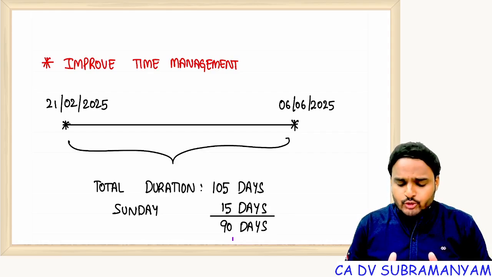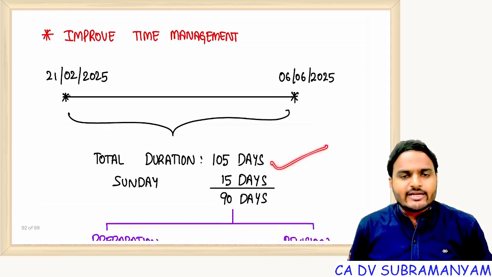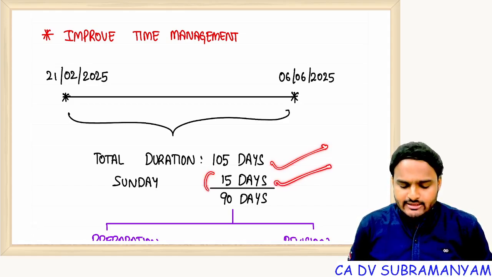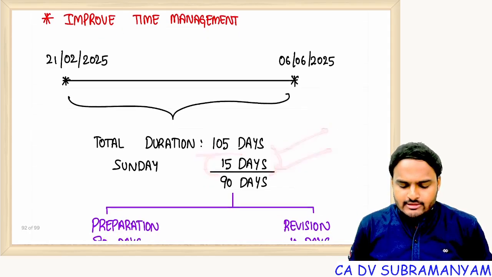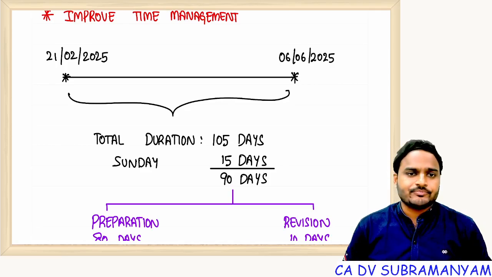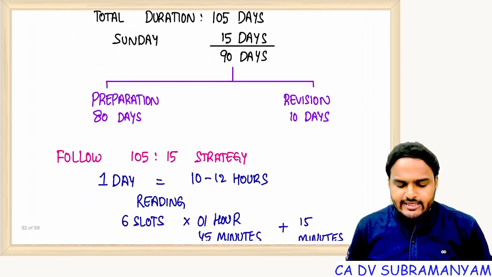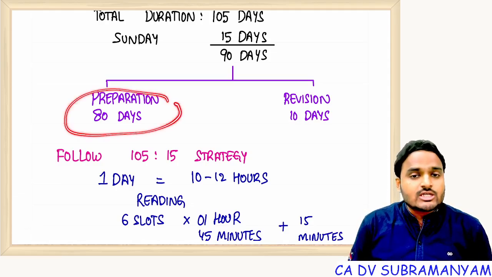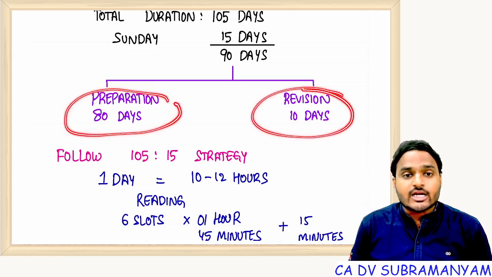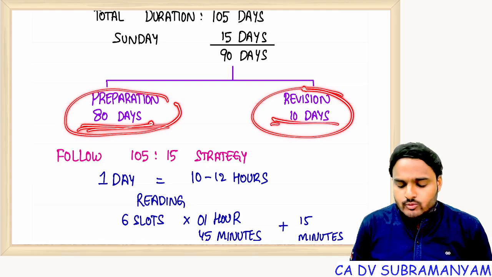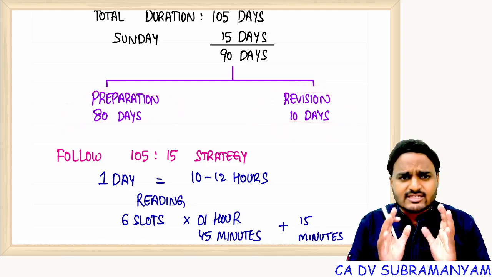If you look at the duration, the total duration is 105 days. In these 105 days, we have 15 Sundays. So I'm deducting 15 Sundays from 105, and the net duration available for preparation is 90 days. Understood? And these 90 days, I'm classifying into two categories. One is 80 days for preparation and the second is 10 days for revision. What I have to do in these 80 days and in these 10 days, I will discuss with you. Just listen carefully.